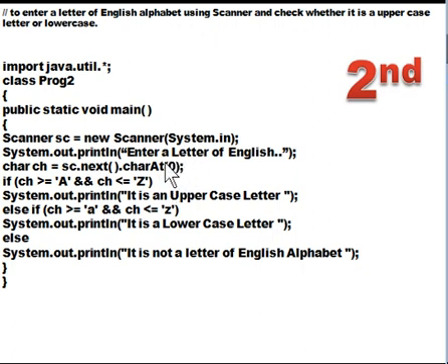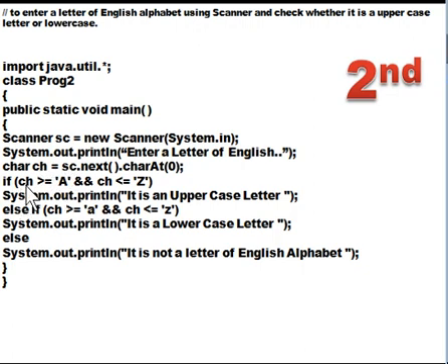So in order to take a single character from the user, you have to use this format: sc as the object name, dot next dot charAt, and within parentheses 0. So at the location 0, the letter will be taken. So only one character will be taken as the input, and that input will be stored in the variable ch.